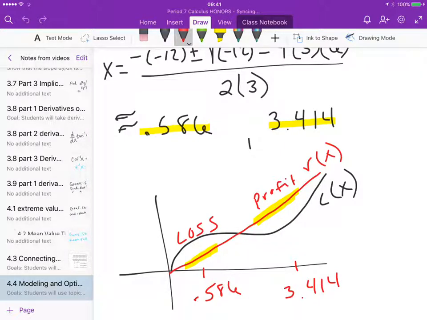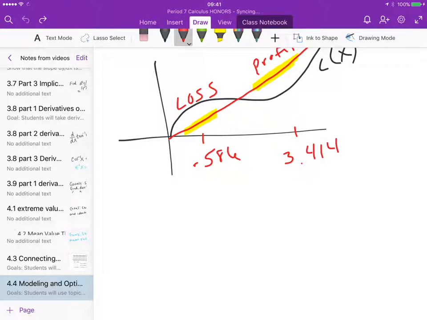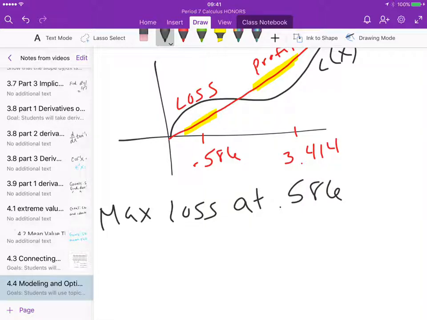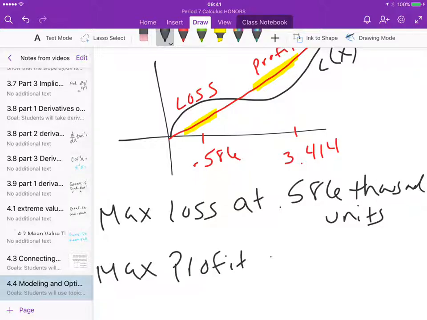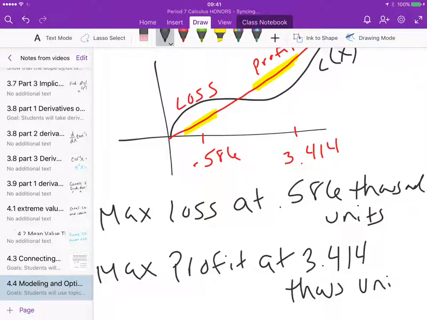So we find our maximum loss at 0.586 thousand units, and we find our maximum profit at 3.414 thousand units. All right, so it gives you a little bit of an insight into utilizing maximum profit here.